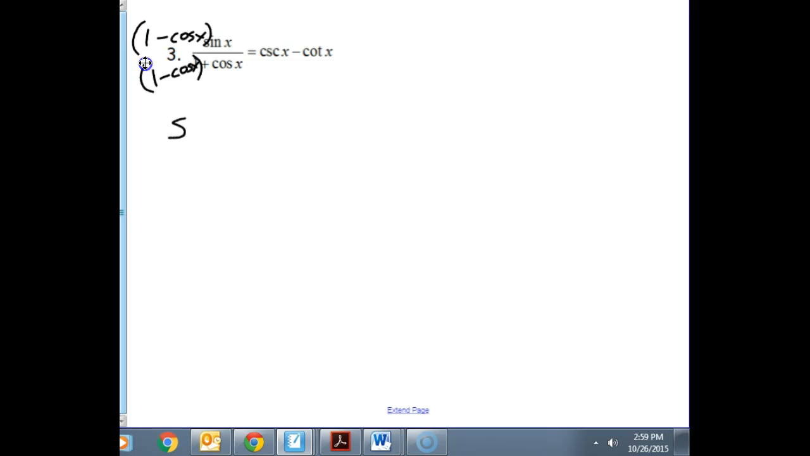That's going to give me sine x minus cosine x sine x divided by, let's see, well, those are perfect squares, right? That's that difference of 2 squares kind of thing. So that ends up being 1 minus cosine squared x. Okay? Don't forget to bring down your equal sign.